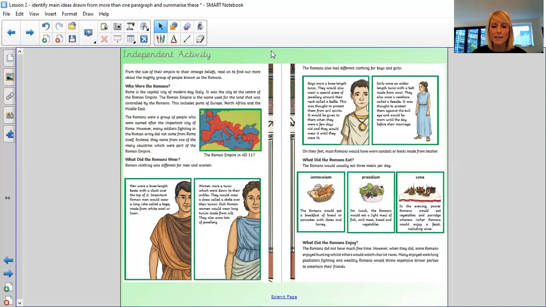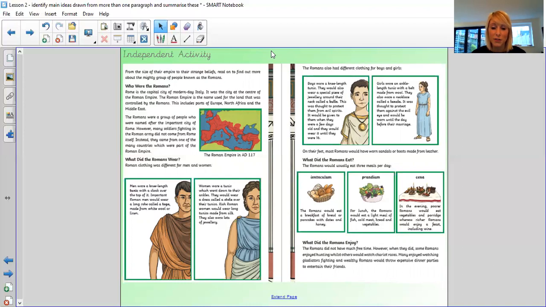What did the Romans eat? The Romans would usually eat 3 meals per day. The Romans would eat a breakfast of bread or pancakes with dates and honey. For lunch, the Romans would eat a light meal of fish, cold meat, bread, and vegetables. In the evening, poorer Romans would eat vegetables and porridge, whereas richer Romans would enjoy a feast including wine.